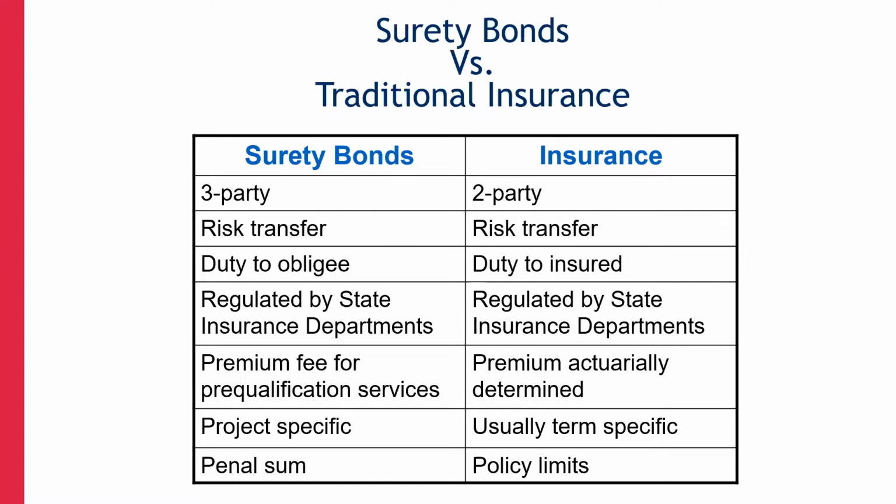Bonds are project specific. Insurance is typically calendar year, January 1 to December 31, and it renews. Bonds don't typically renew, they run the duration of the project. The penal sum is essentially a policy limit. You may have a contract for a $100,000 church building, or a $50,000 parking lot that needs to be repaved. The penal sum is essentially 100% of that contract value.